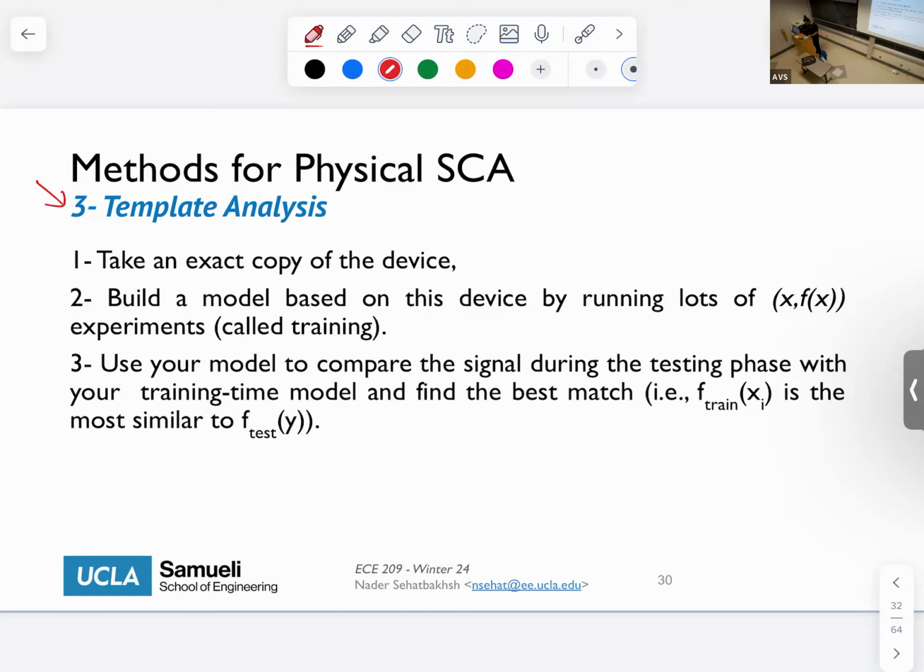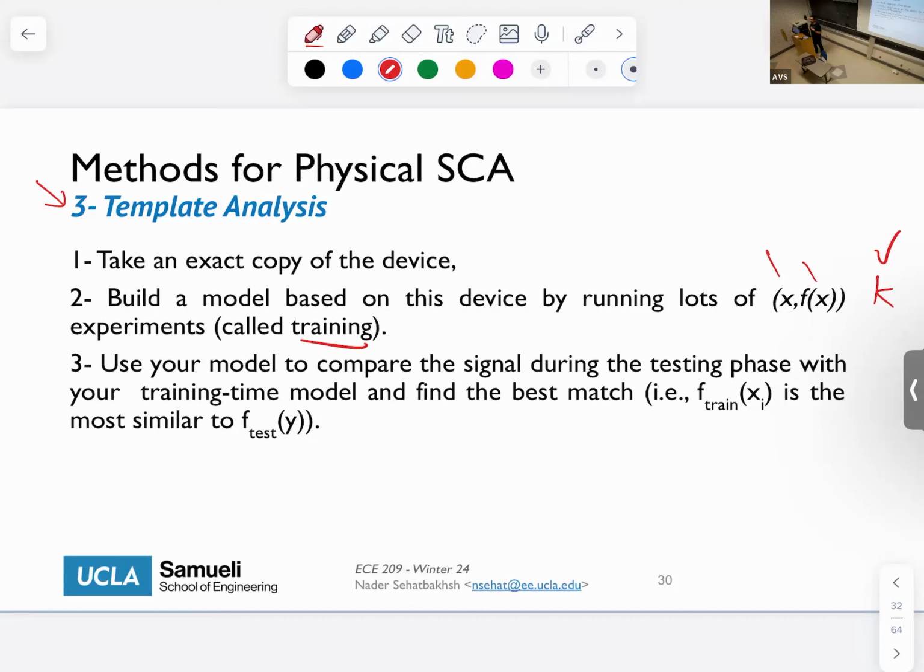Okay, so I build a model based on running lots of x and f of x, and the difference here is that I also know what the key is. Because I'm the owner of the device, I can set the key to whatever I want, and then I attack my own device in order to build the model.